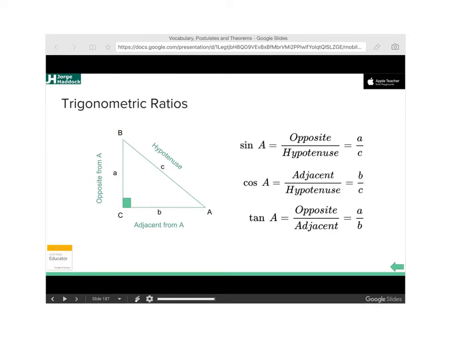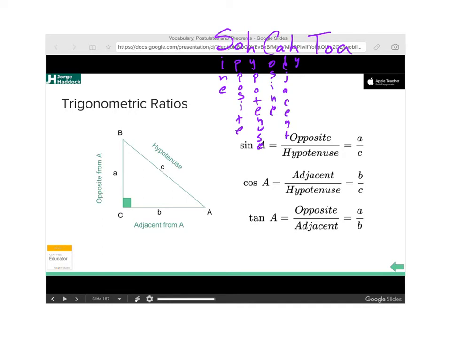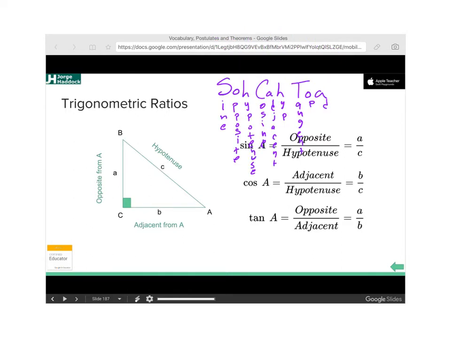But there's an acronym that I can use to remember this, called SOHCAHTOA. That means sine is opposite over hypotenuse, cosine is adjacent over hypotenuse, and tangent is opposite over adjacent. So SOHCAHTOA is going to help me find the values. Let's see a couple of exercises.